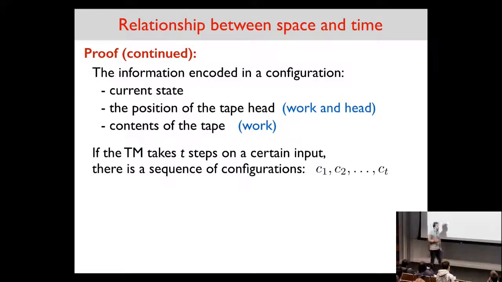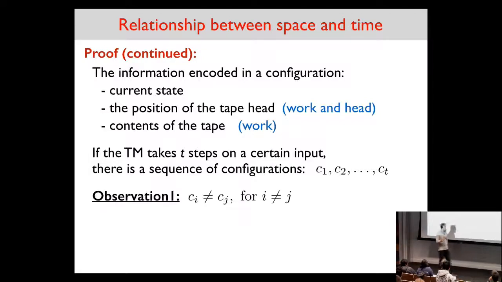Now let's make some observations. We already know that if the Turing machine takes t steps when given some input, then there's a sequence of configurations it goes through, C1, C2, up to CT. The first observation, which I hope you already know because you've done question 5C of the last homework, is that Ci cannot equal Cj for i different from j.